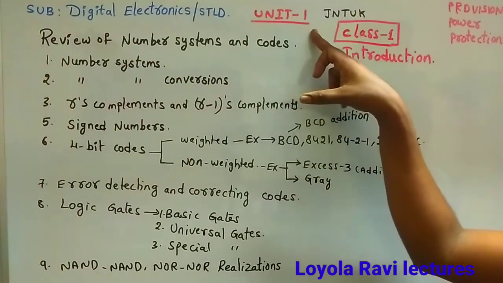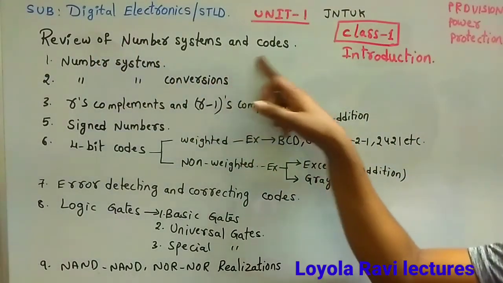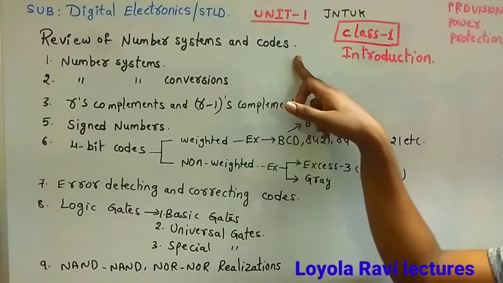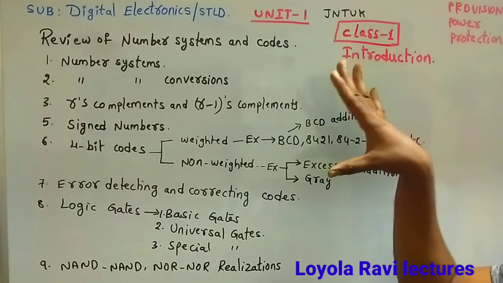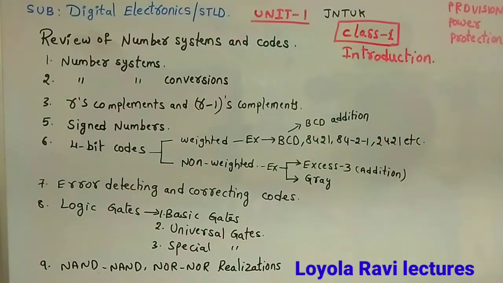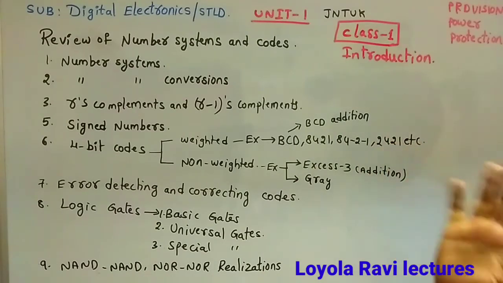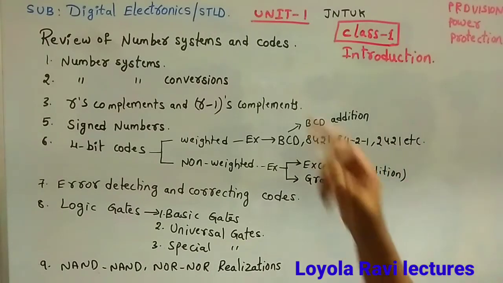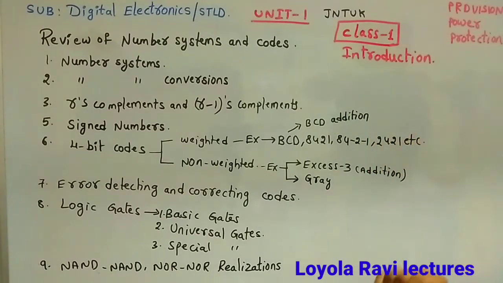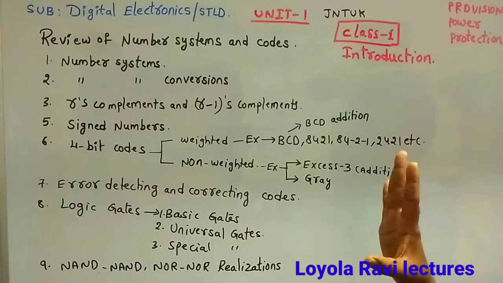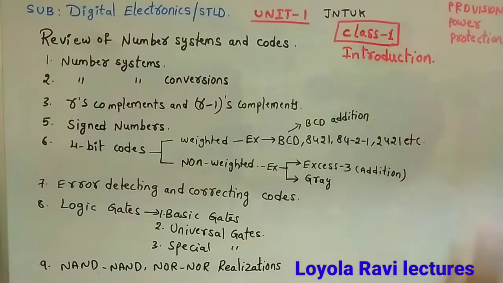Very quickly we'll go through this. The first chapter name is review of number systems and codes. In this regulation, R19 or R20, we have to know the syllabus also. Why? Because on this syllabus he is asking short answer questions, like what are the types of number systems. That's why we have to know what the topics involved in unit 1 are.